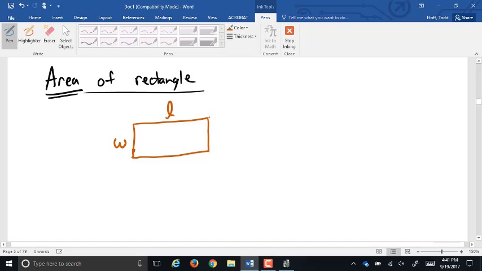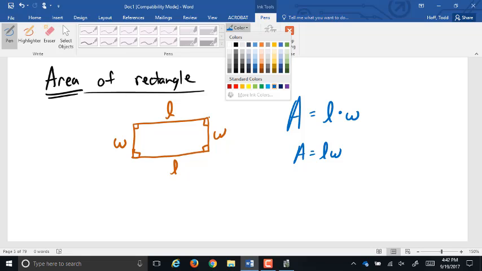If that's the length and that's the width of our rectangle. Now, not only do opposite sides have to be the same of a rectangle, but of course, all the angles have to be right angles, or 90 degrees. The area of a rectangle is just equal to the length times the width. In fact, we usually don't even put in the multiplication, just A equals LW, the two letters next to each other, implies that they're multiplied.